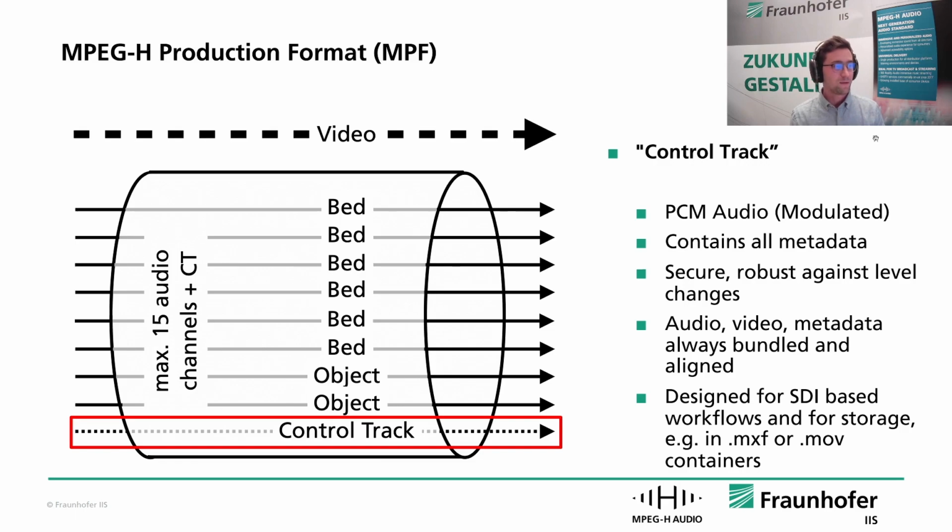And even as the control track is just a PCM audio track, it's very robust against, for example, level changes or even sample rate conversions, because it's just an audio track and can be handled in such a way. So the metadata of MPEG-H is also usable in any of today's audio or video workstations, as it is just a PCM audio track.